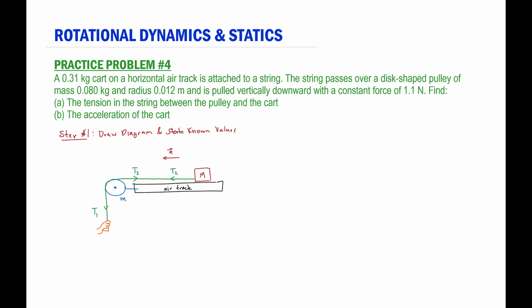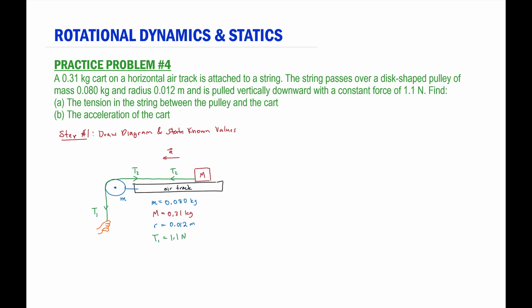The known values that we have are little m, mass of the pulley, being equal to 0.080 kilograms. We know that the mass of the cart is 0.31 kilograms. We know that the radius of the pulley is 0.012 meters, and we know that the tension that we're pulling with is 1.1 newtons.